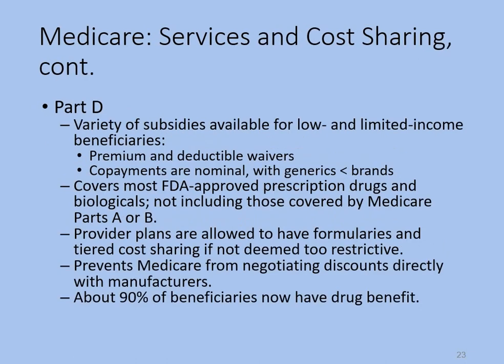Part D, there's a variety of subsidies available for low and limited income beneficiaries. There's premium and deductible waivers. Their co-payments are nominal with generics used more than brands. It covers most FDA-approved prescription drugs and biologicals, not including those covered by Medicare Part A and Part B. Provider plans are allowed to have formularies and tiered cost sharing if not deemed too restrictive. It prevents Medicare from negotiating discounts directly with manufacturers. About 90% of beneficiaries now have the drug benefit. But again, you may have a discussion with your patient or patients about whether that's a good idea or not.